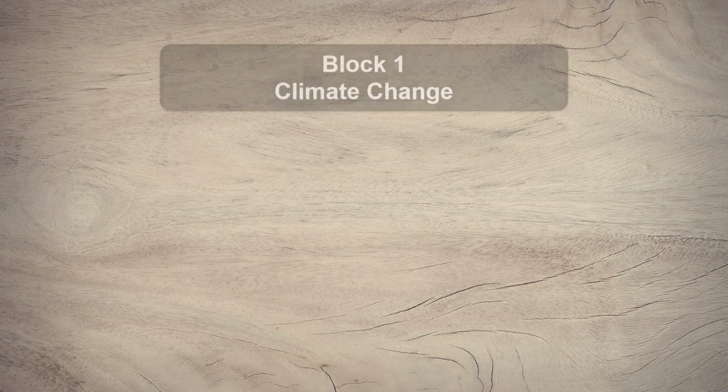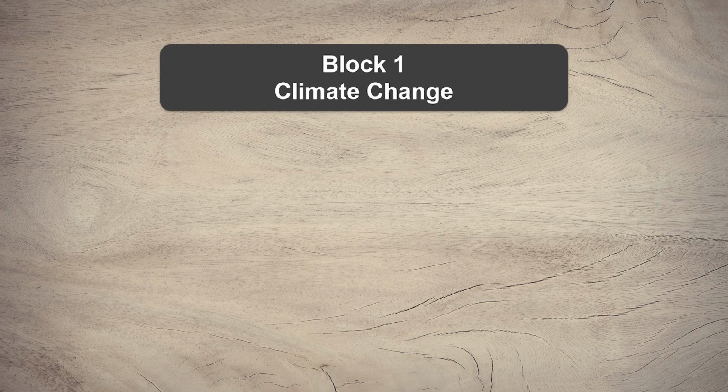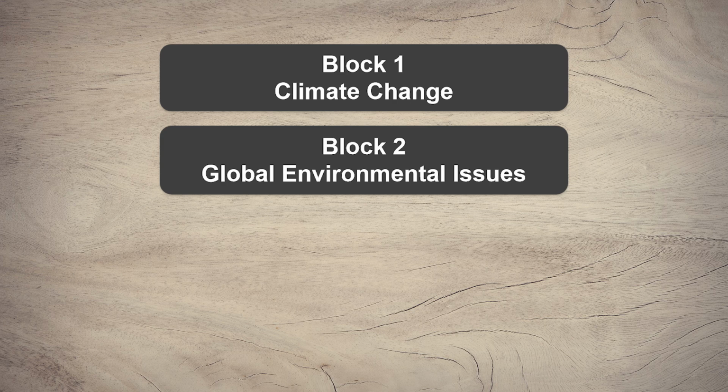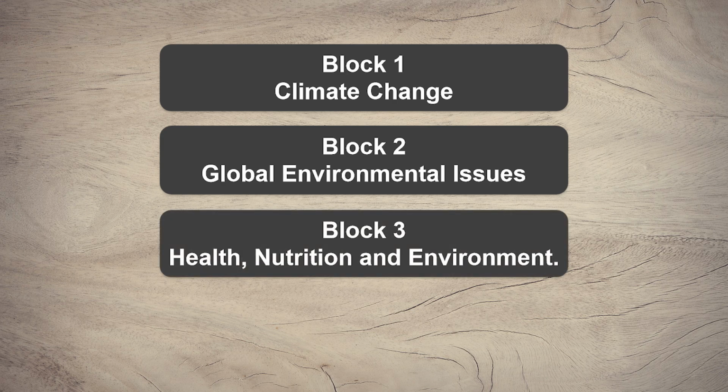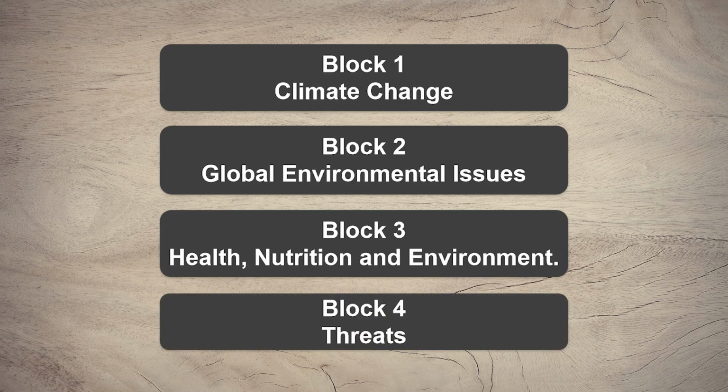So learners, I must tell you that in all there are 4 blocks in this course. Each block contains several units. A unit is a chapter according to our terminology. So block 1 is about climate change. Block 2 discusses global environmental issues. Block 3 is about health, nutrition and environment, and block 4 is about threats.